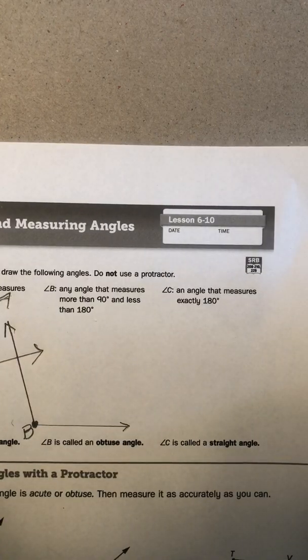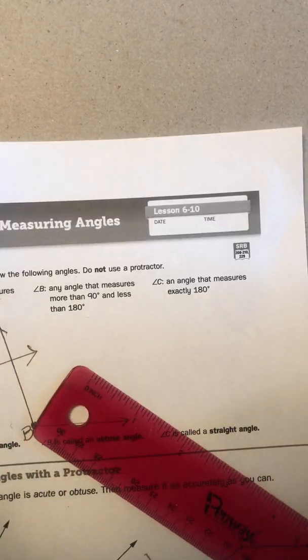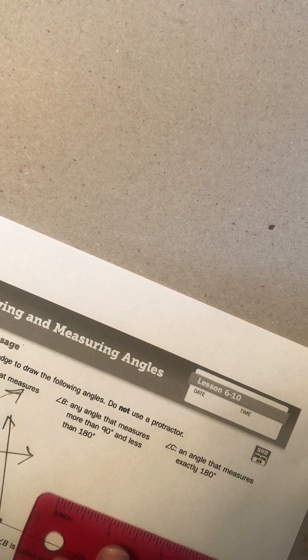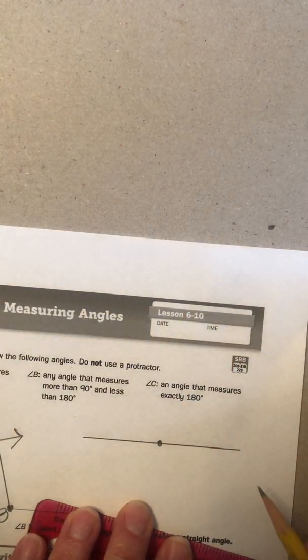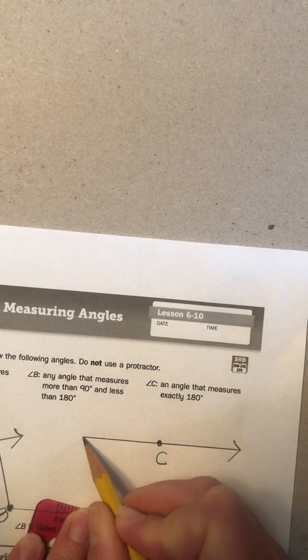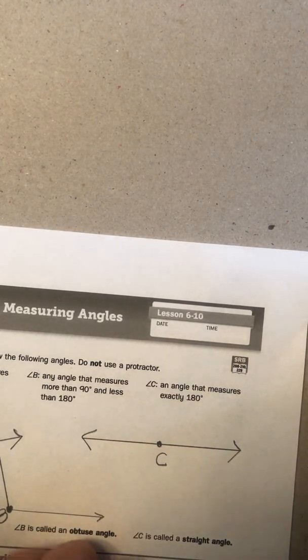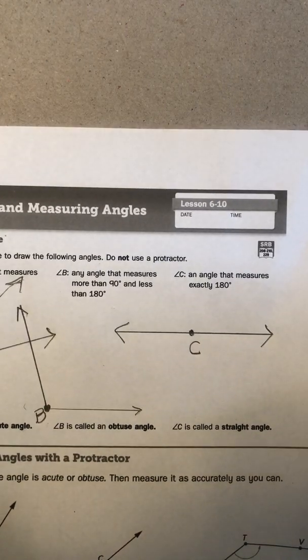And lastly, an angle that measures exactly 180 degrees. 180 degrees is a straight line. Still give it a vertex, and that would be called angle C, and that's called a straight angle. So I think you'll enjoy measuring and drawing angles today.